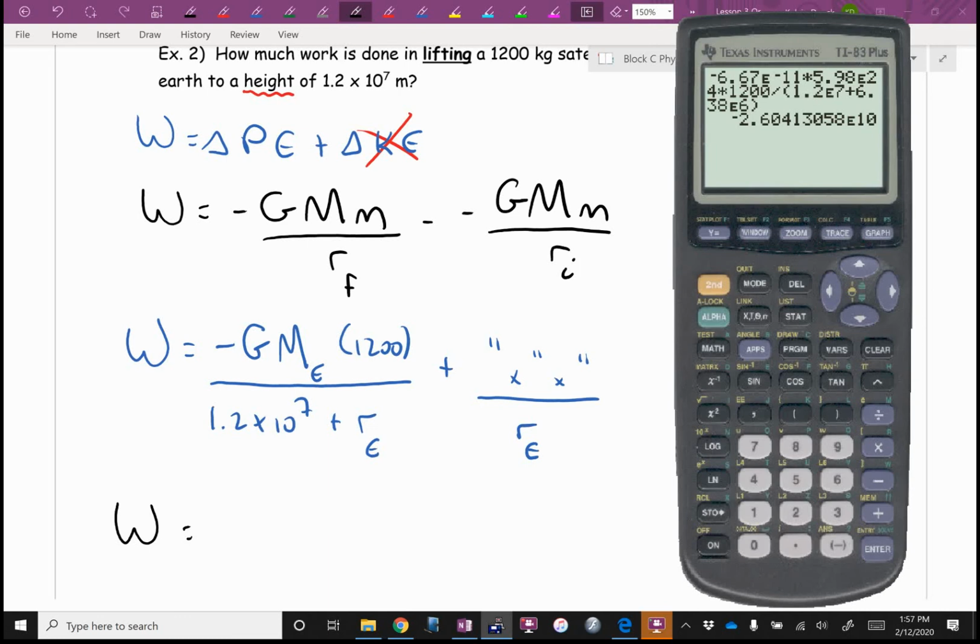Mr. Dueck, yeah. Are we going to get a negative answer? Patience. By the way, we should get a positive answer because it should require us to add energy. We should have to add fuel. We should have to add a certain amount of work. So patience. Did you all get negative 2.60413 times 10 to the 10th?